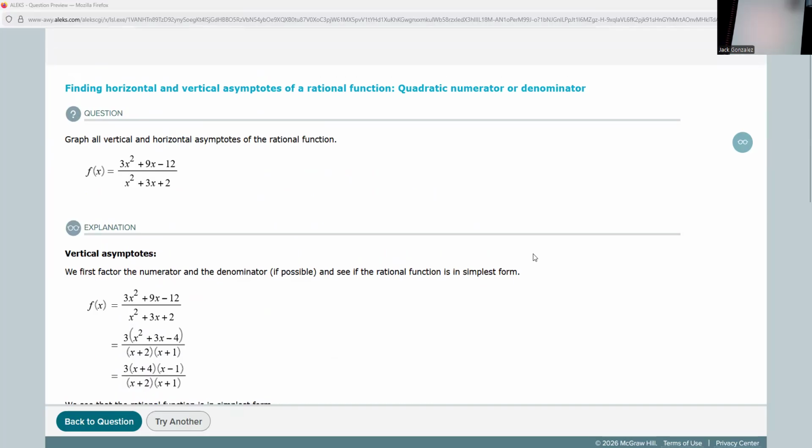All right, but anyway, basically understand asymptotes, understand how to find the vertical and horizontal, and be able to factor and reduce. That's pretty much the main thing. All right, that's it for this section.